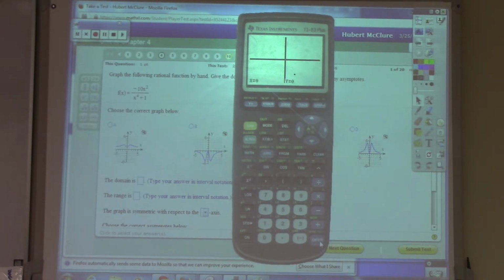What's that little line? Why'd you zoom out? You should have zoomed in. Hit your window key. Let's go negative 10 to positive 10, and negative 5 to 20.